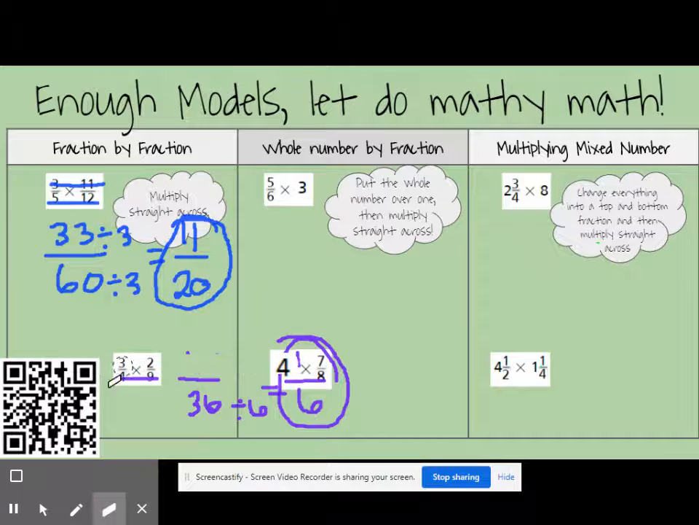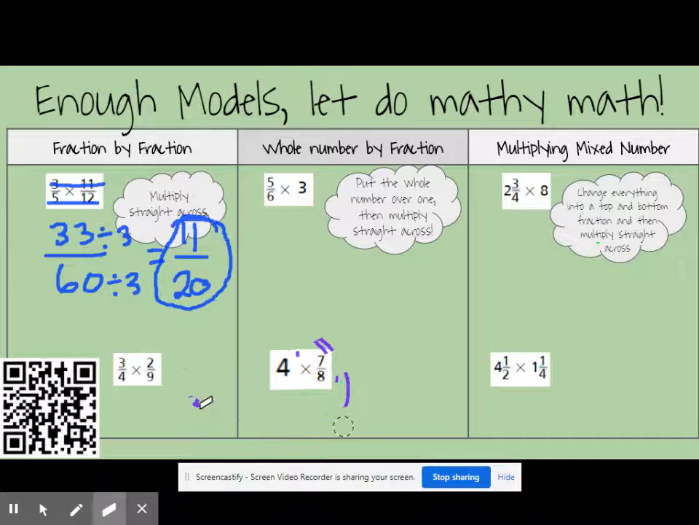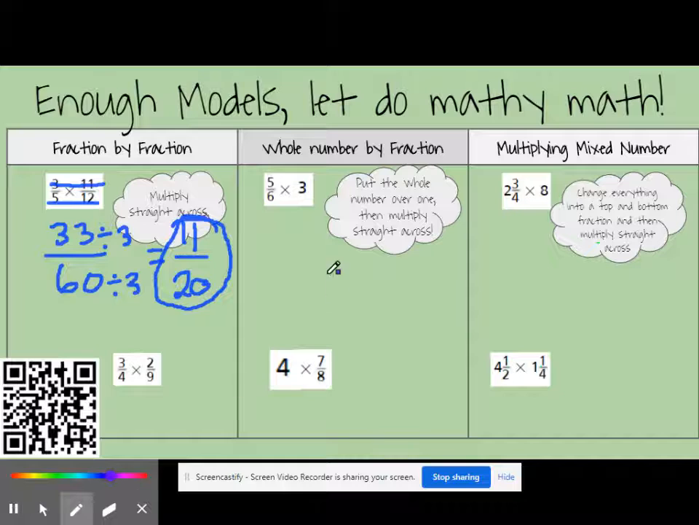Okay? Let's move on to the next type. So those are just simple fractions. The next type are dealing with a whole number in a fraction. Well, the rule is multiply the tops, then multiply the bottoms. But when you have a big number that doesn't have a top or a bottom, we have an issue. So in the bubble, it says put the whole number over 1, then multiply straight across.